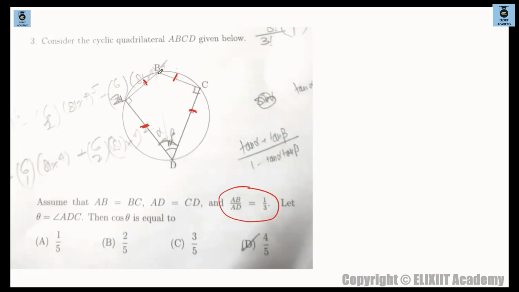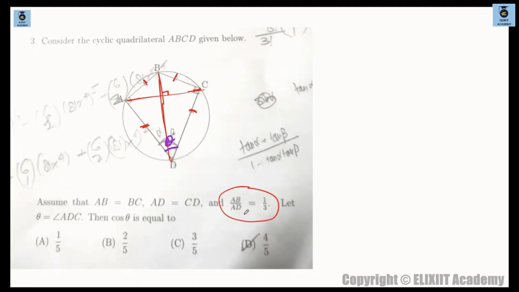And this is a kite, and definitely the bigger diagonal will perpendicularly bisect the smaller diagonal. Okay, so next, we have to find out cos of theta. Theta is this angle. So we have to find what is cos of theta. So what do we do? We can use the cosine rule over here.